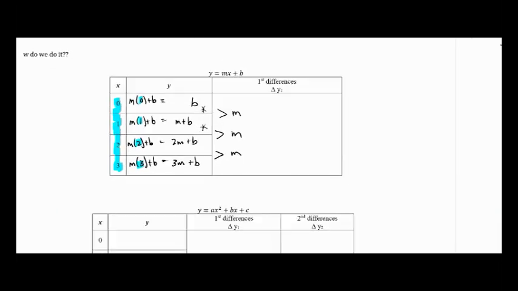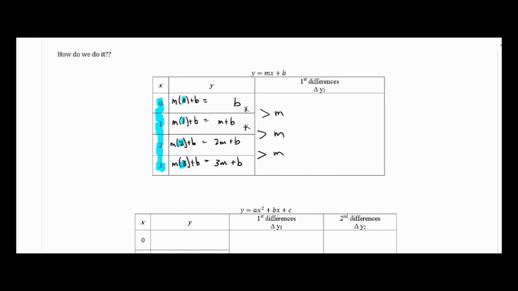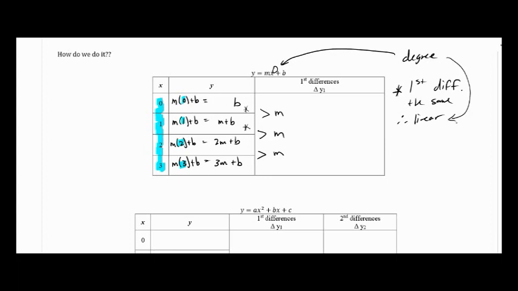But we confirmed it. So first differences, the same. Therefore, linear. And notice the degree. Was 1, so it's linear as well because of the degree.